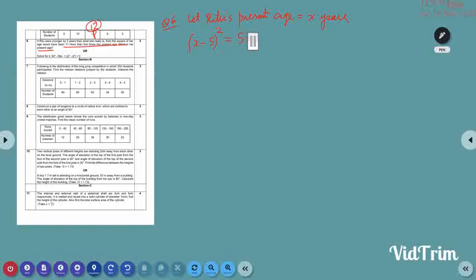Now if we take x equal to 1, x is basically the present age of Ritu. So if we take x as 1, that means if the present age of Ritu is 1 year, then 5 years younger she would be how many years? 1 minus 5 means minus 4. That means 5 years before she would have been minus 4 years. So the value of age cannot be negative. That means we are going to reject this value of x equal to 1.